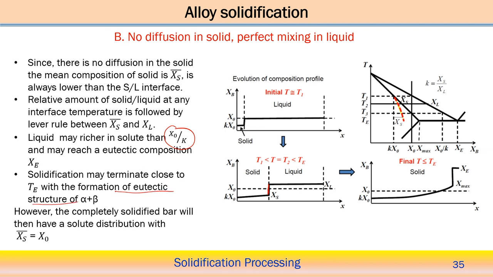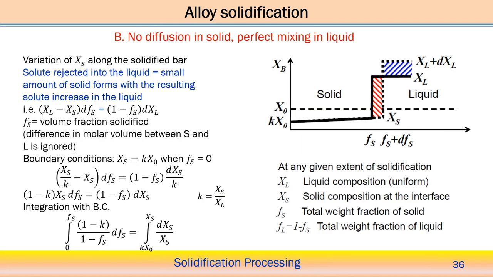For example, two different phases, alpha and beta, will form. However, the completely solidified bar will then have a solute distribution with X̄s equal to X0. There might be some variation in the composition distribution, but the effective composition in the final bar will be X0. Now, in this case, we will try to understand what kind of rule we can apply to estimate the phase fraction.